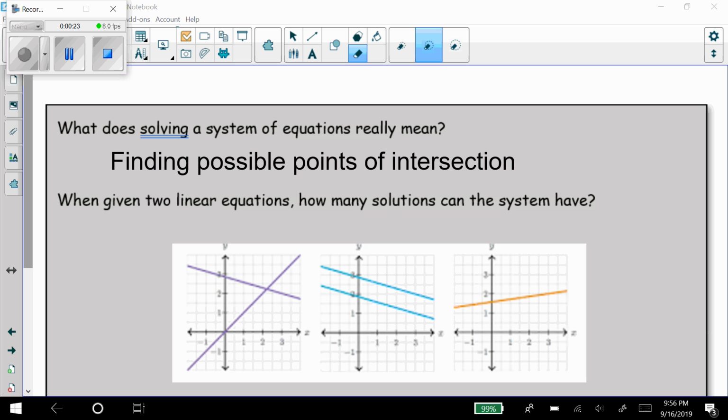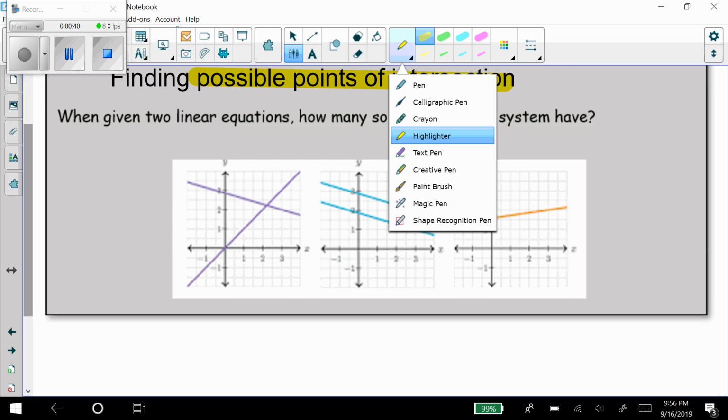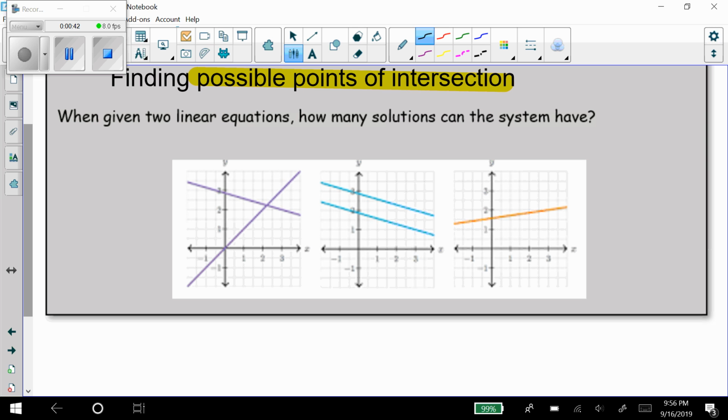Before we start solving systems of equations, I want to talk about what it really means. When we solve a system of equations, we're finding possible points of intersection. I provided you with three graphs, and this is going to explain why I say possible points of intersection. There's three different outcomes that can happen when solving a system of equations. You can either get that these linear functions intersect at one point, so that would give you one solution.